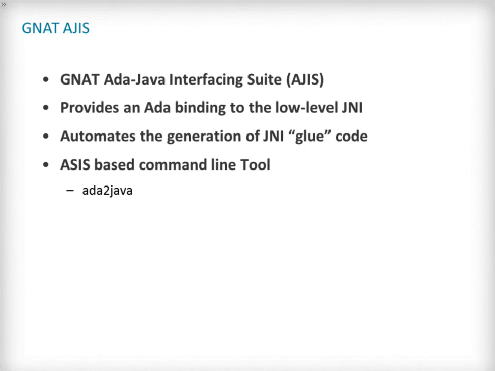This lecture focuses on a specific toolset called the Ada Java Interfacing Suite, or the AJIS for short. It is a collection of add-on tools based on the AJIS library from GNAT, oriented towards integrating native Ada code with Java applications that run on a Java virtual machine. This allows standards compliant mixed Ada Java language systems. The AJIS provides an Ada binding to the low-level JNI, and it does this through the automated generation of the JNI glue code. Throughout the remainder of this lecture, we shall concentrate on demonstrating the use of the Ada to Java command line tool, which is provided along with the GNAT tools.